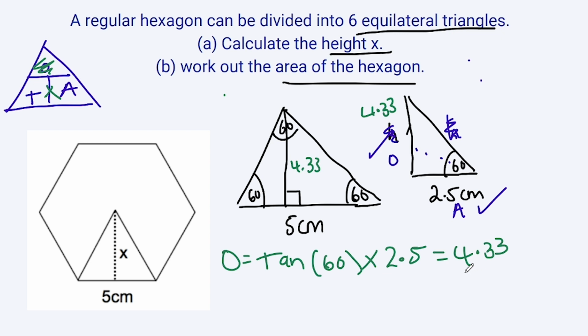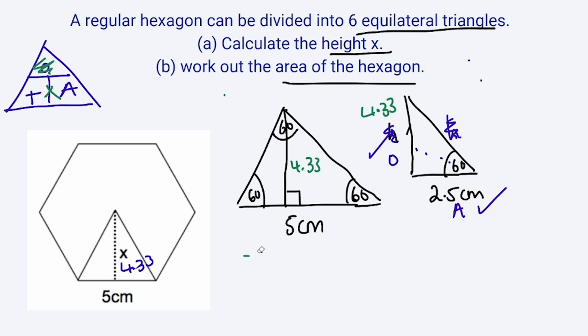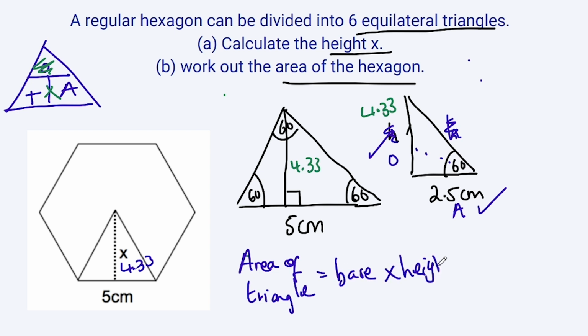Now, after you've done that, you need to work out the area of the hexagon. So after you've done that, you know that this is 4.33. Now the next part of the question is asking me to work out the area of the whole hexagon. The first thing I need to do is work out the area of a triangle. In order for me to work out the area of a triangle, I know that's going to be base times height divided by 2. So area of triangle is base times height. Remember it's the perpendicular height, which is the 90 degrees height, divided by 2.